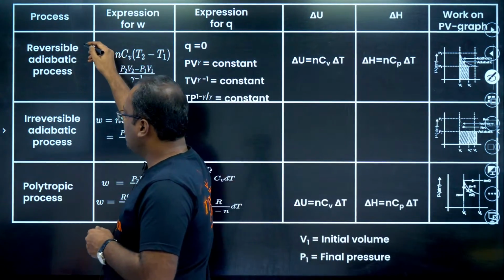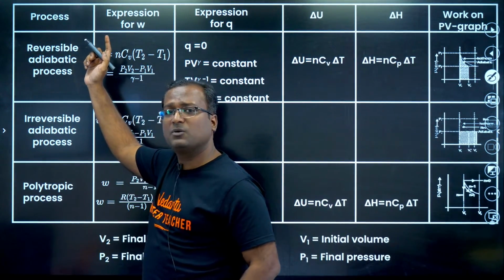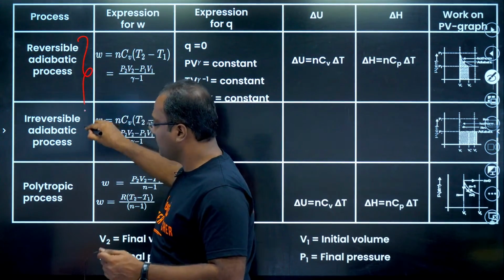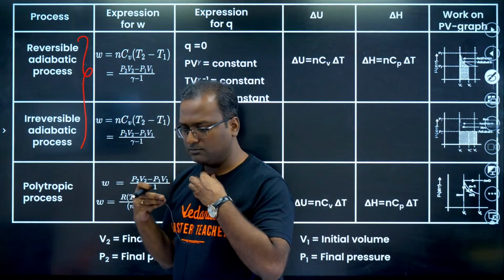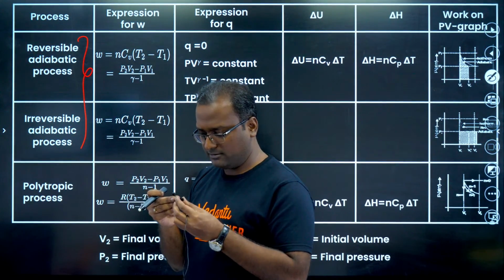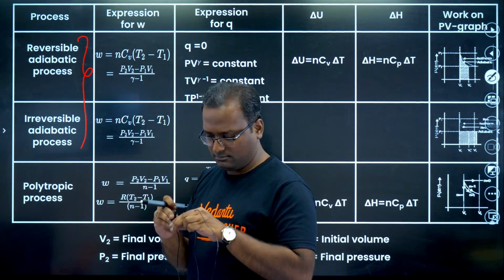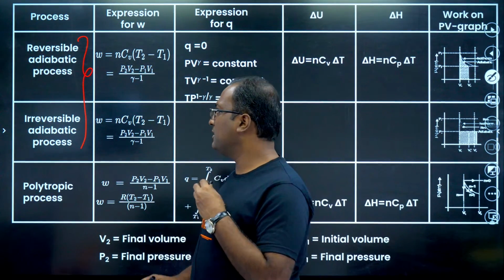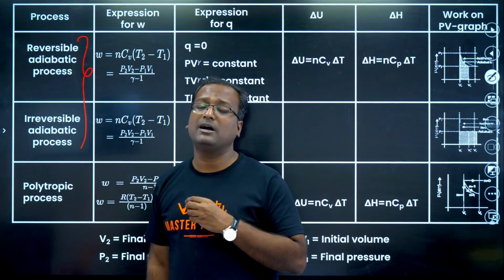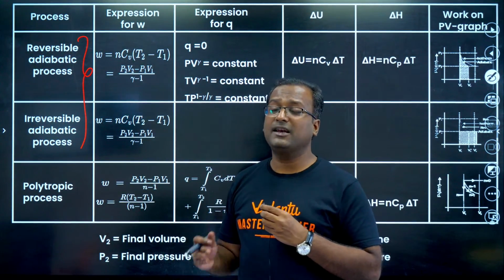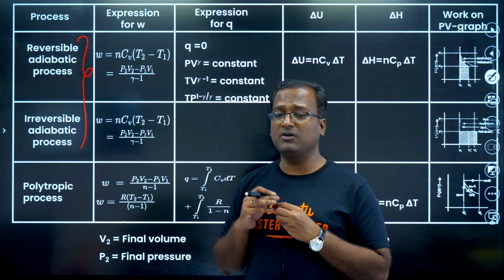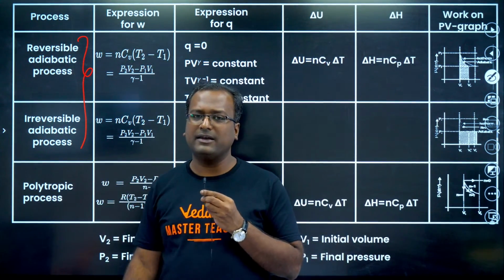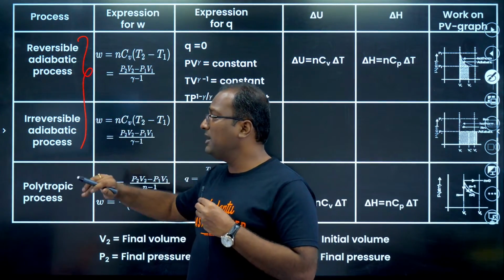This is one, as I told you, irreversible isothermal ke questions get asked a lot in the exam, right? Similarly, adiabatic processes ke questions also appear a lot in exam. Whether it is adiabatic reversible, whether it is adiabatic irreversible, whether it is polytropic, which is similar to adiabatic, not exactly adiabatic. So let's go through the formulae properly.